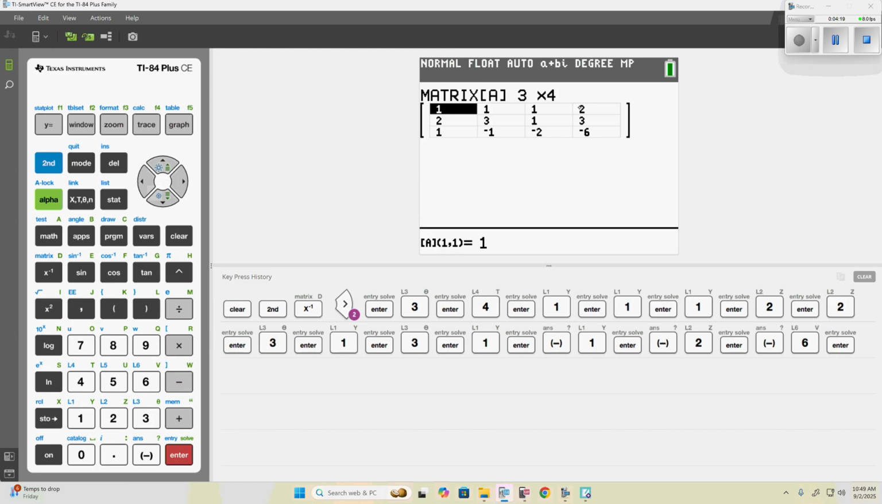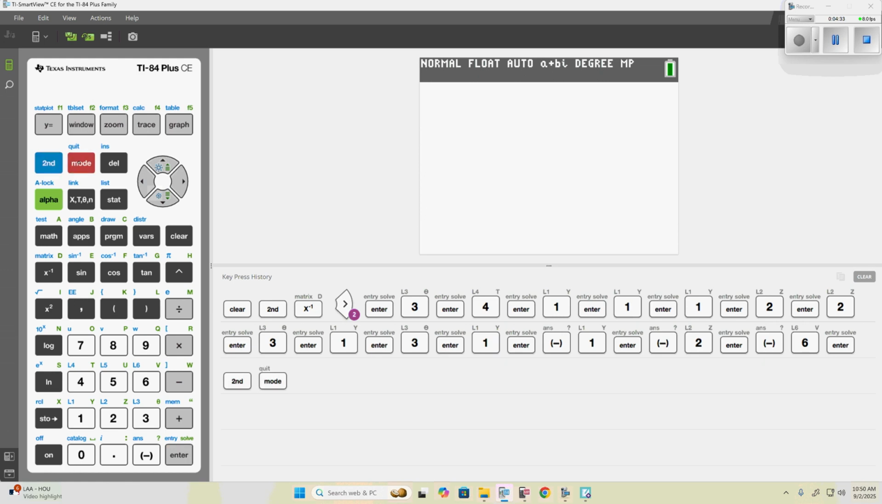Once you get the whole thing typed in, we go second quit. Once you get the whole thing typed in, we want to quit out of this so that we can actually apply a property to it. We all good? Yeah. Okay.